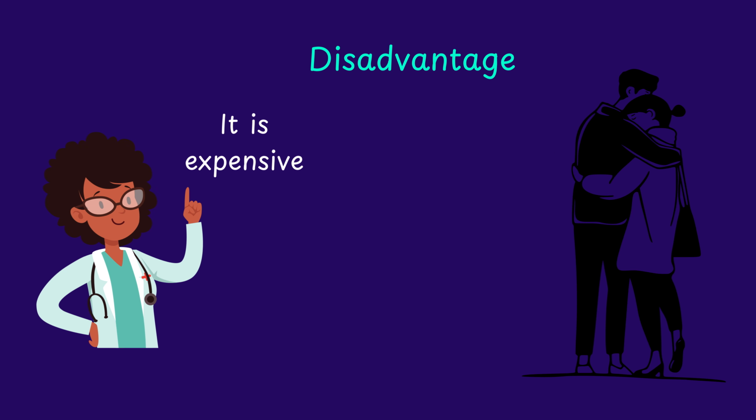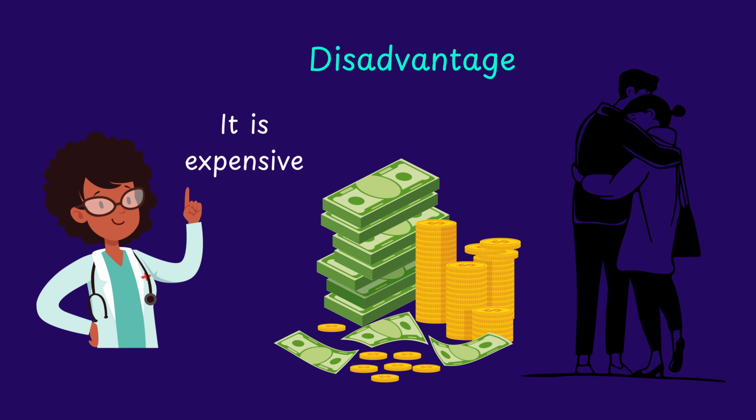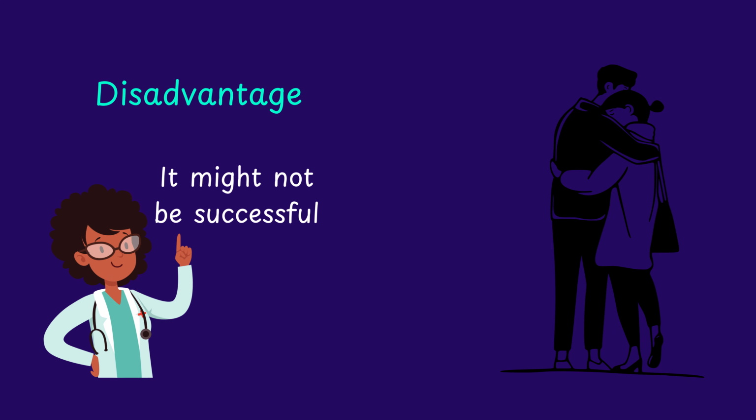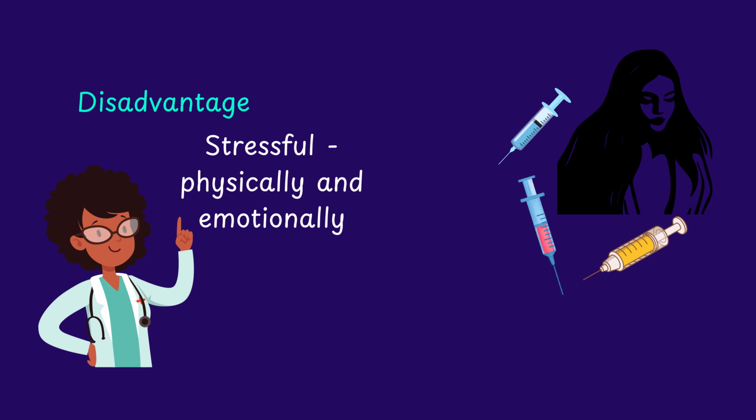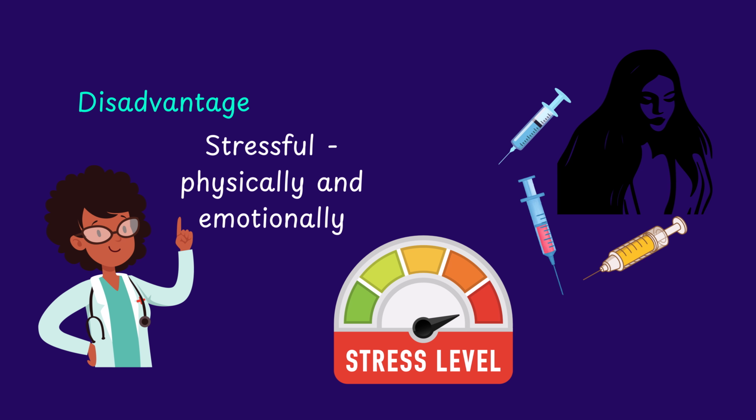Let us now look at the disadvantages. The first one is that it is very expensive. Women may be able to get IVF on the NHS if they are aged 42 or under. Otherwise, they will need to pay privately, which is quite expensive. Number 2, it might not be successful. Another disadvantage is that it is stressful both physically and emotionally.